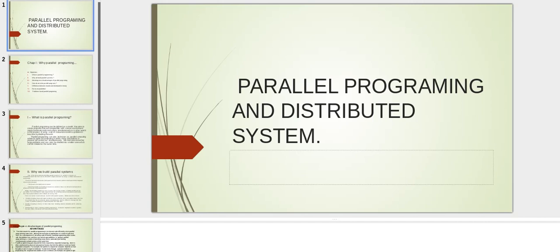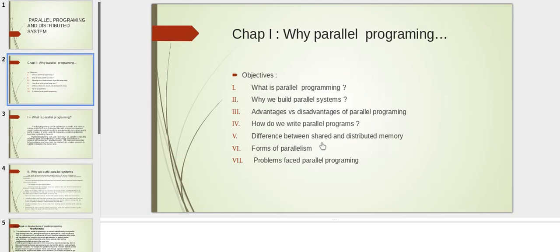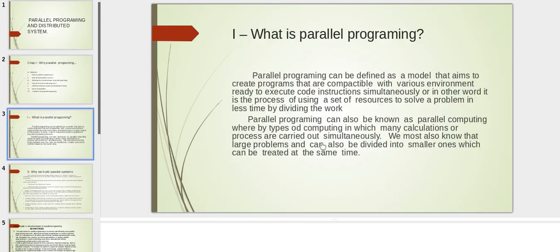Today we'll be posting our very first video talking on parallel programming and distributed systems. And under parallel programming and distributed systems, we'll be talking on why parallel programming. Our objectives will be: what is parallel programming, why we build parallel systems, advantages and disadvantages of parallel programming, how to write parallel programs, difference between shared and distributed memory, forms of parallelism, and problems faced by parallel systems. On our first point, we'll be looking at what is parallel programming.